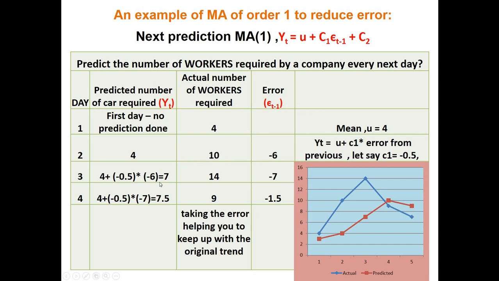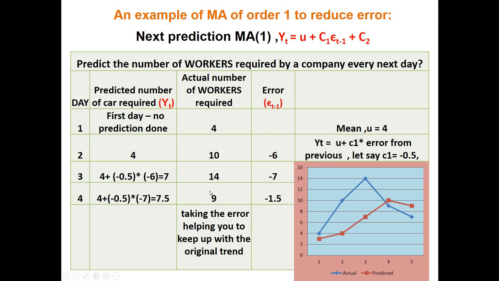Now how do we forecast the next ones? How do we forecast this particular value in this cell? The equation is Yt equals the mean plus C1 multiplied by the error. Let's say C1 is -0.5. So you see that 4 is the mean, plus -0.5, the constant C1, multiplied by the earlier error, that is -6. So it forecasts 7, but the required workers were actually 14. So here there is an error of -7. Now for the next forecast, using the moving average method, the mean plus C1, a constant, multiplied by the previous error -7, is equal to 7.5.